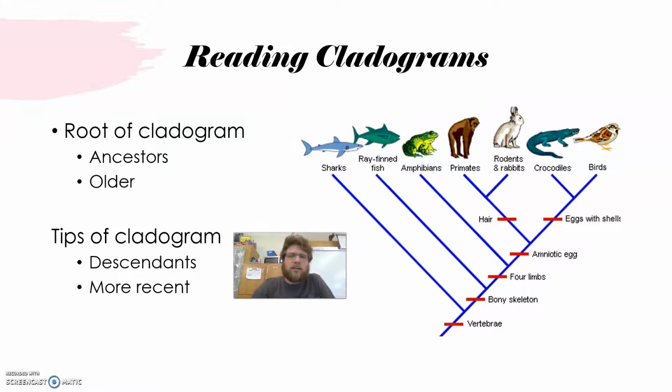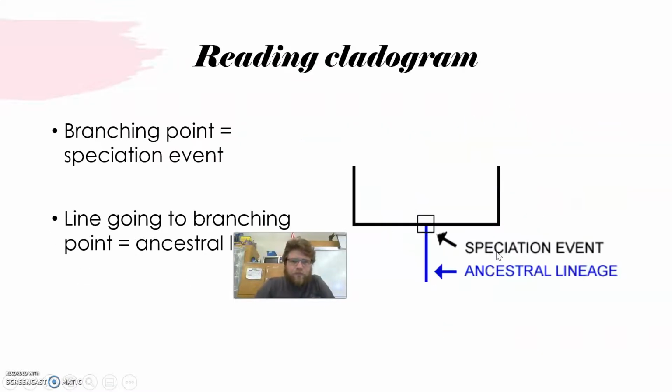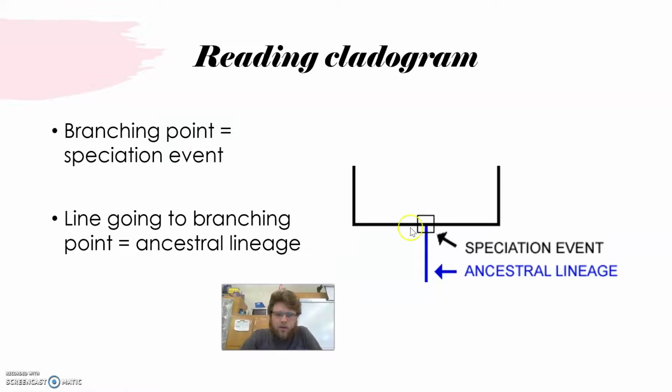When we read this cladogram, down here at the root is an ancestor of all of these organisms, and through time, as we go up, we get to the tips of the cladogram, and these are our most recent organisms. And everything in between, this is all time, these are populations of organisms that have been changing and evolving over time. And another part are these branching points.